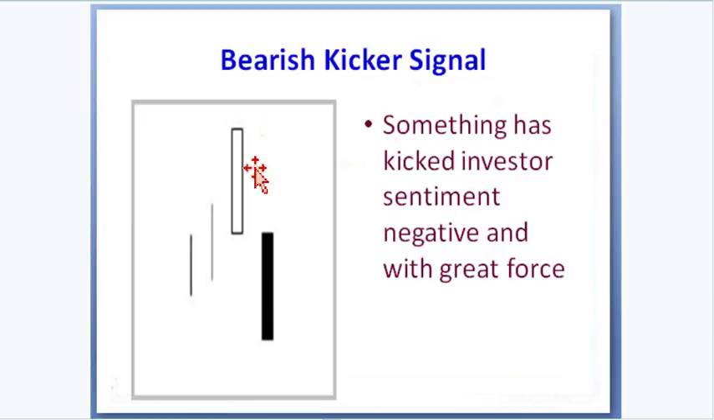So do I understand a kicker is a gap between yesterday's close and today's open? Yes. So if it opened here and closed here, and then it opens here, it's gapped down below the previous day's open and gone the opposite direction. So there's a gap from where it closed the day before to where it opened on that day.